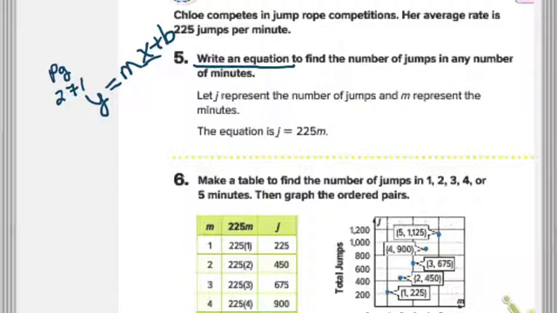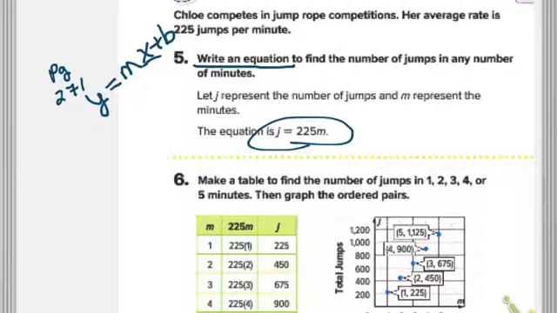Now, Example 6 is taking that equation from the previous problem, J is equal to 225M, and you're asked to make a table to find the number of jumps in 1, 2, 3, or 5 minutes, and then graph the ordered pairs. It's kind of obvious here because the table is here and the graph is here, but again, these are completed examples that you can look back on in order to complete future problems.